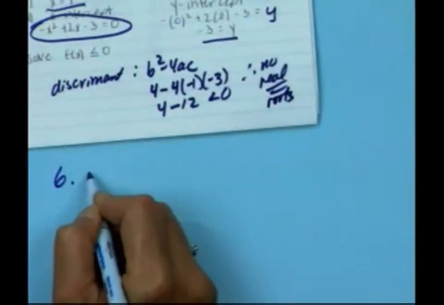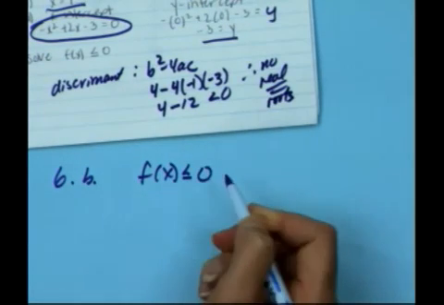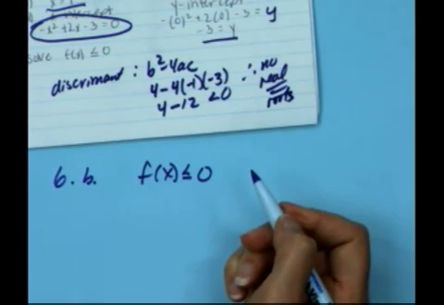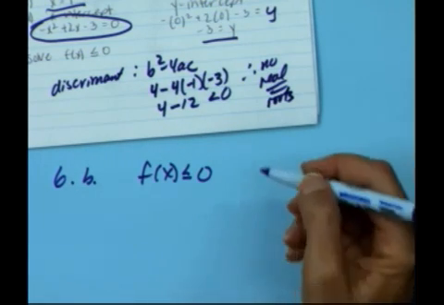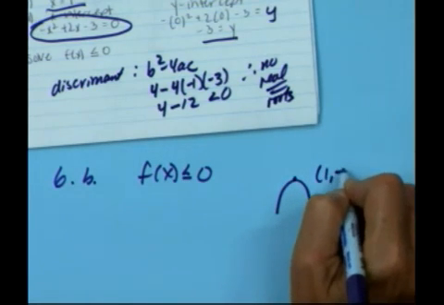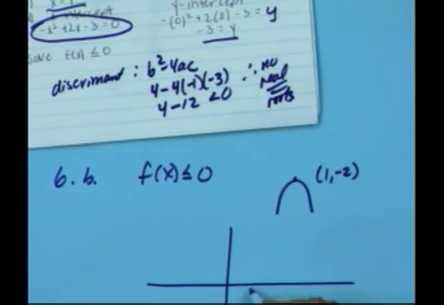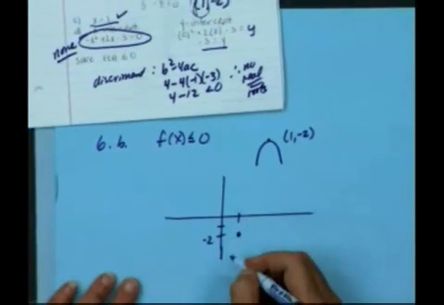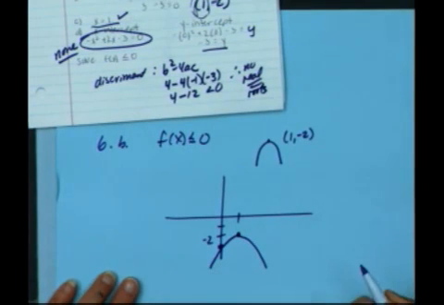The last part, B, was solve where is f of x less than or equal to 0. What would you say? You told me that the thing opens down. You told me the vertex is at 1, negative 2. All right, so let's just kind of put this in a coordinate system. 1, negative 2, the vertex is here. The y-intercept, you told me, is negative 3. The graph goes like this.